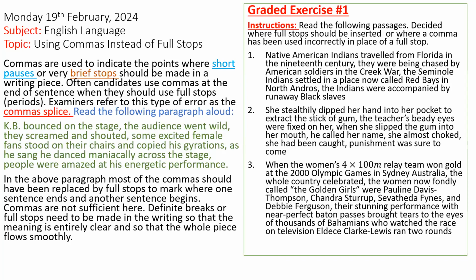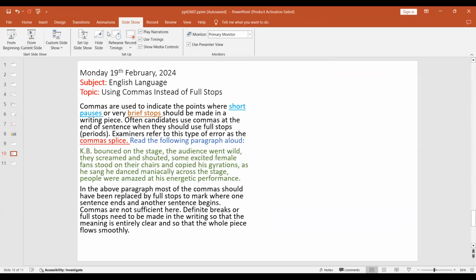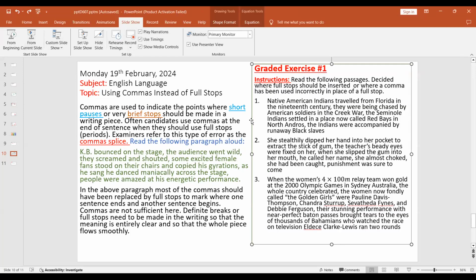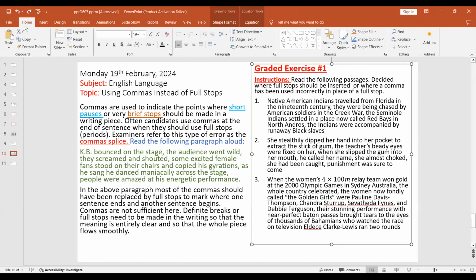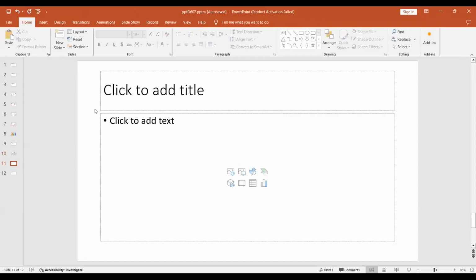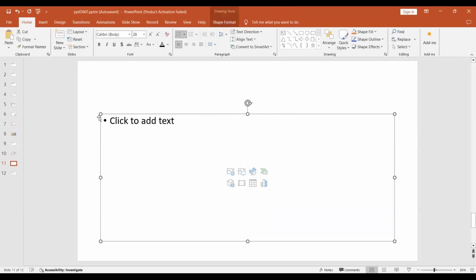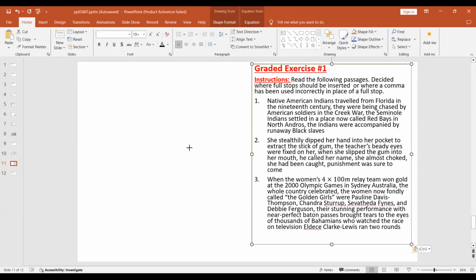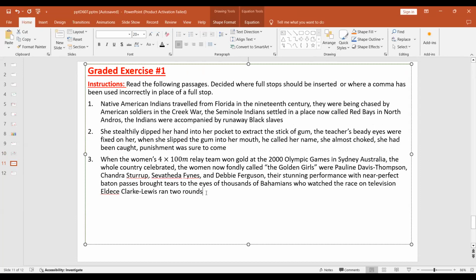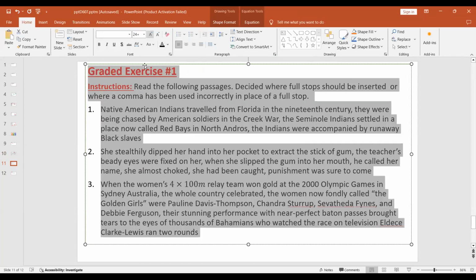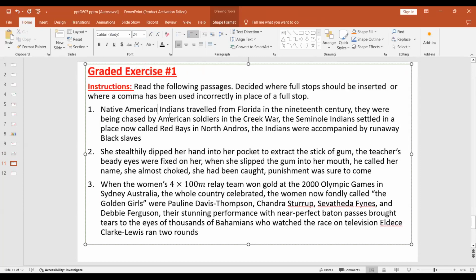I think it's time for us to answer these questions. So let's do it. Okay, so what I'm going to do is move this, and I'm going to put it in this one so we can see it clearly. We want to correct it properly, right? Make sure that everything is written properly. So, okay, it says Native American Indians traveled from Florida in the 19th century. They were being chased by American soldiers in the Creek War.